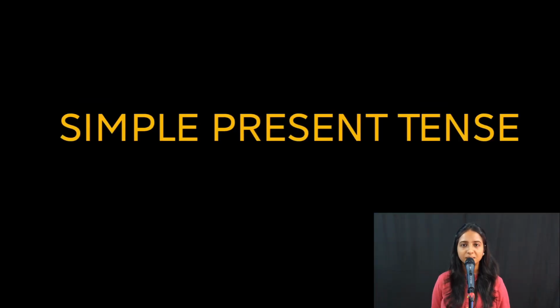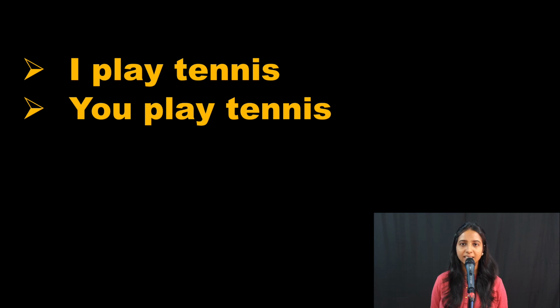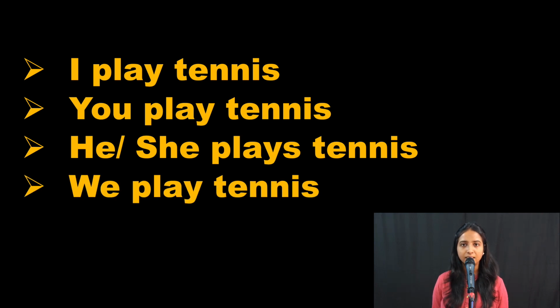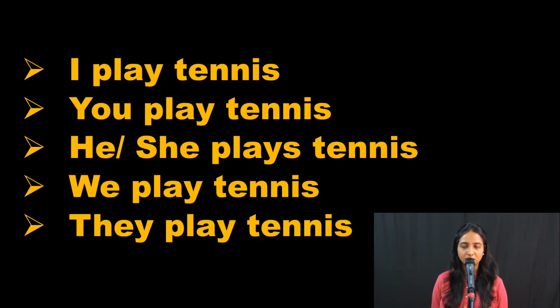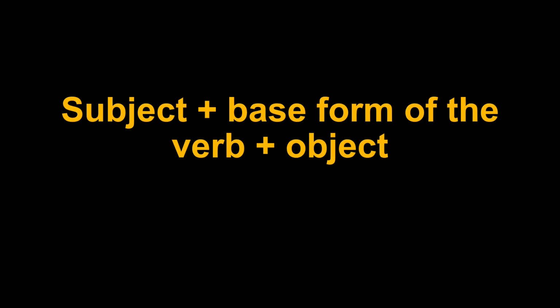Now let's look at the simple present tense using the other pronouns. I play tennis. You play tennis. He, she plays tennis. We use S here as it is the third person singular pronoun, he or she. Then we come to we play tennis. Then they play tennis. So simple. The formulation is the subject plus base form of the verb plus object.